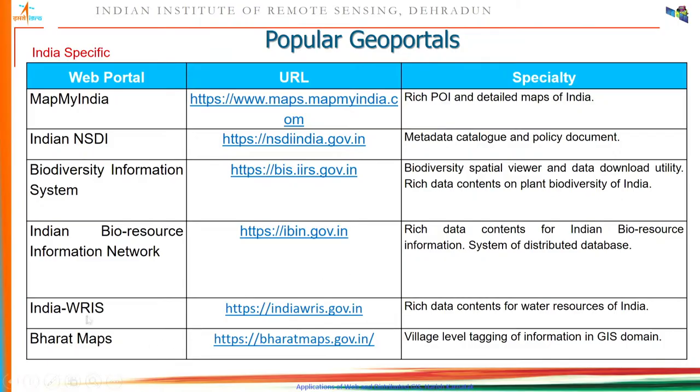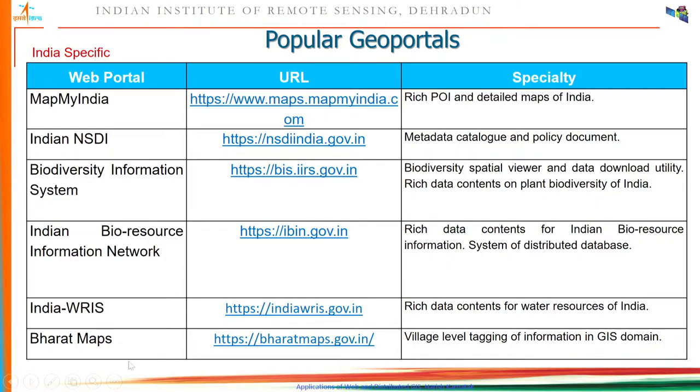India Water Resource Information System is a very important and very useful website developed by the Department of Space and Central Groundwater Commission, CWC. And here the rich data contents for water resources of India are available. And again, it is a very big data repository as far as the water resources of the country are concerned. So you can download this data sometimes, and sometimes you can also access this data as web services.